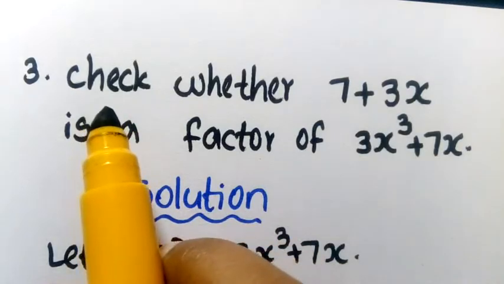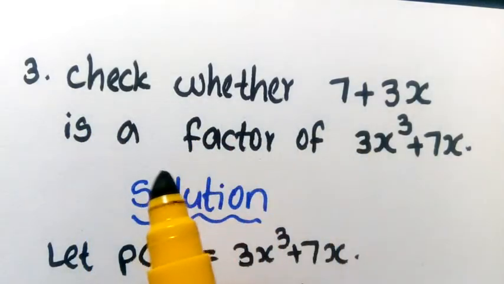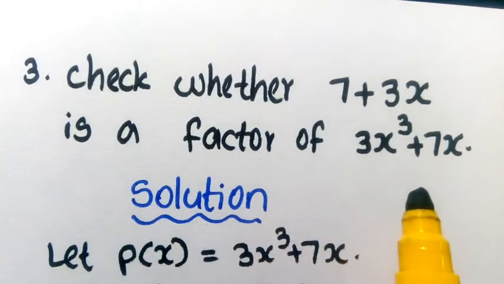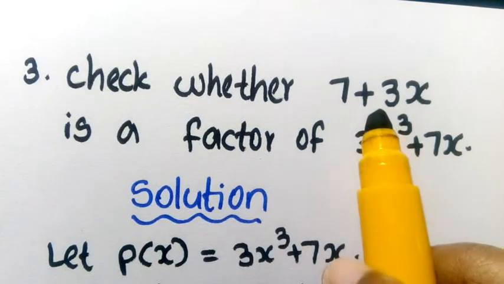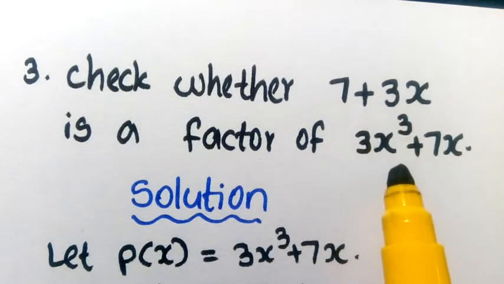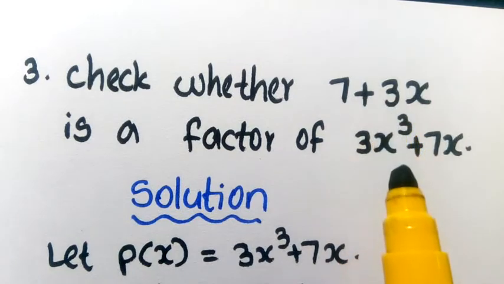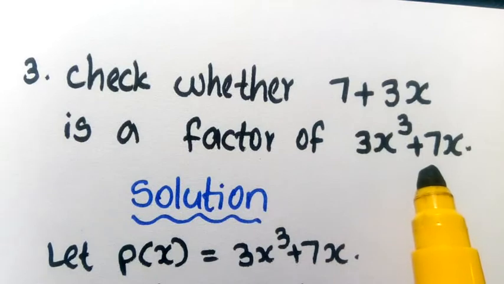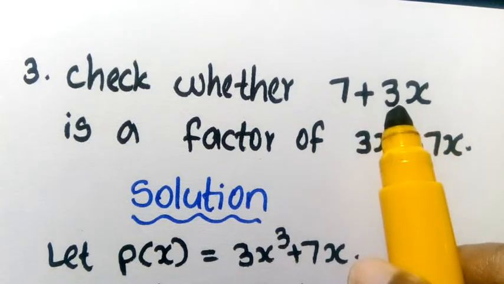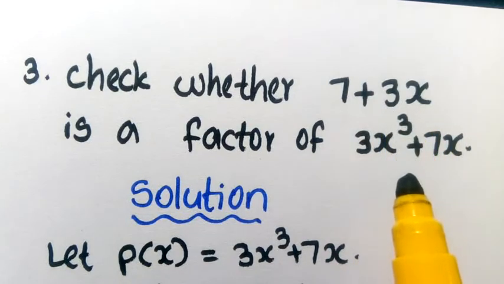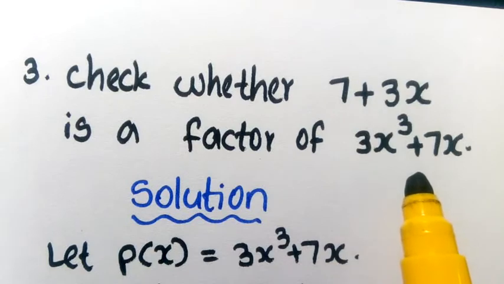Third question. Check whether 7 plus 3x is a factor of 3x cube plus 7x. 7 plus 3x will be a factor of 3x cube plus 7x only if 7 plus 3x divides 3x cube plus 7x leaving no remainder. That is, the remainder should be equal to 0. If the remainder is not equal to 0, then 7 plus 3x is not a factor of 3x cube plus 7x. Let us find the remainder by the remainder theorem.